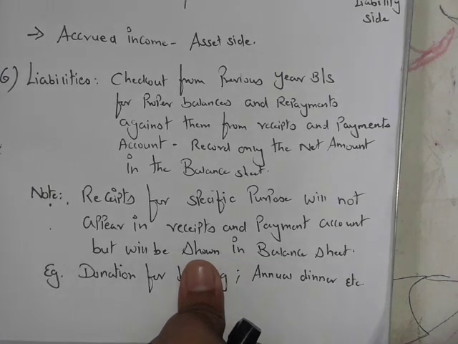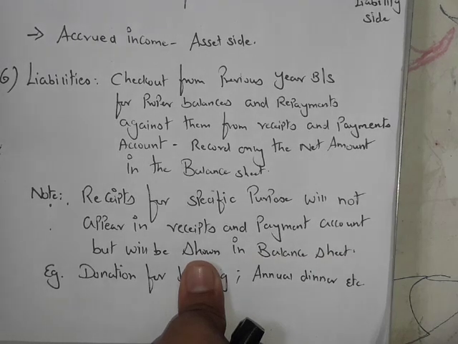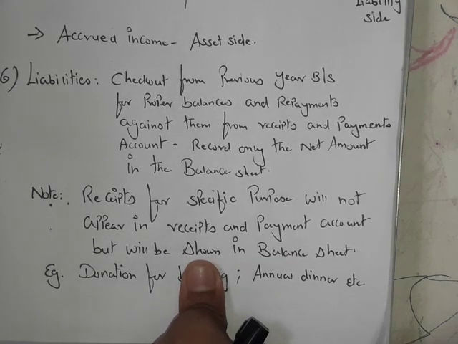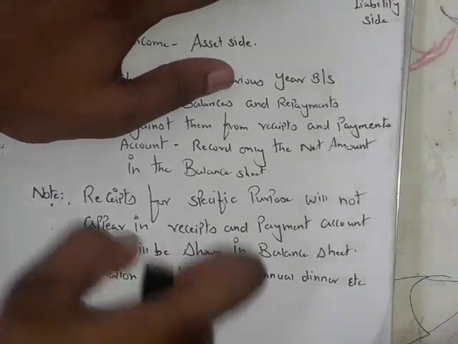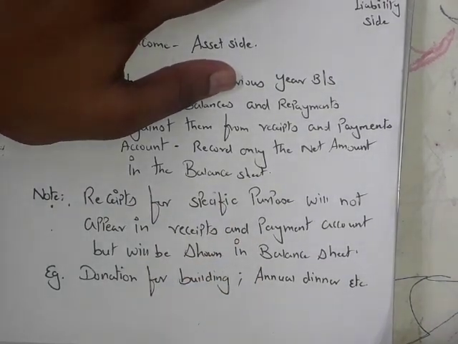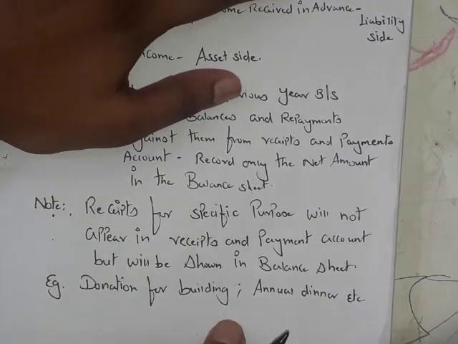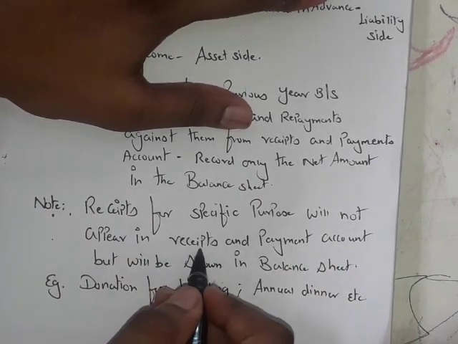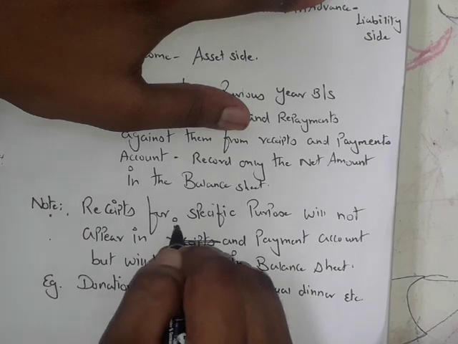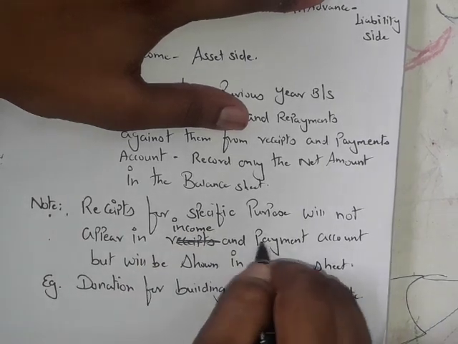I repeat it: whenever you receive a donation for a specific purpose, like building fund or annual dinner donation, etc., it is not shown in the income and expenditure account but will be shown in your balance sheet. I'm sorry, just a small correction: it will not appear in the income and expenditure account.